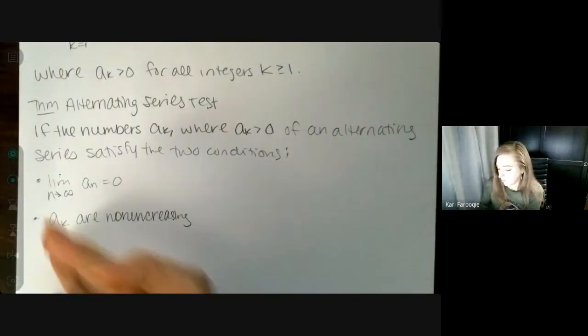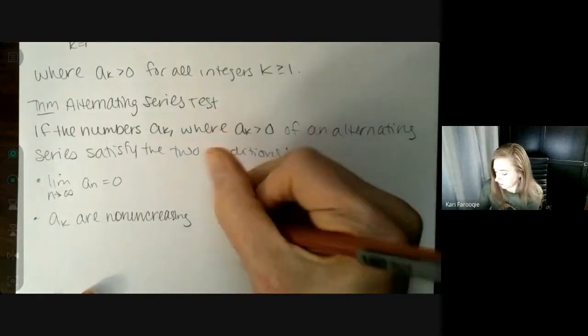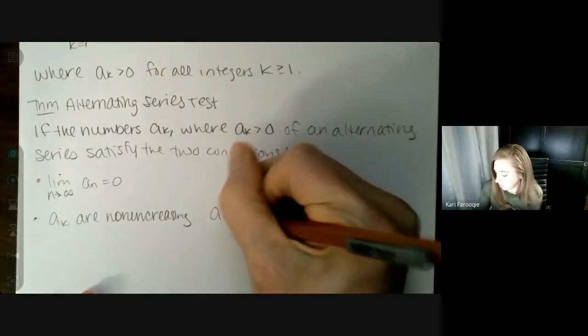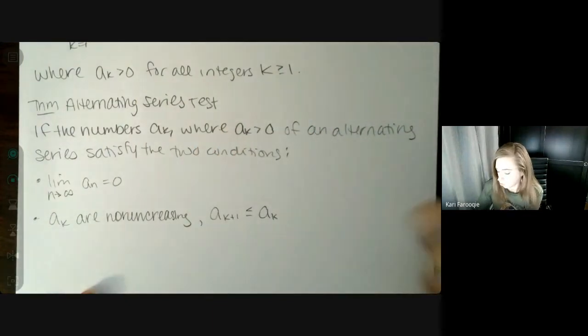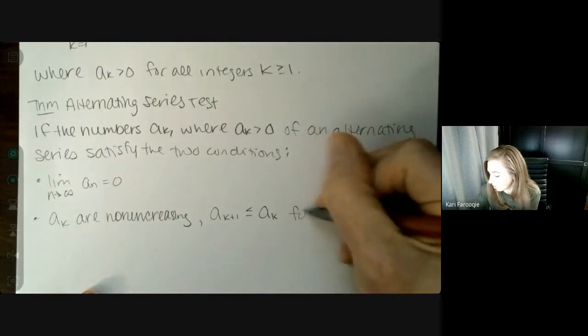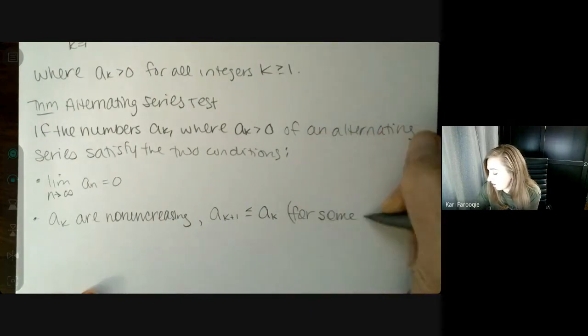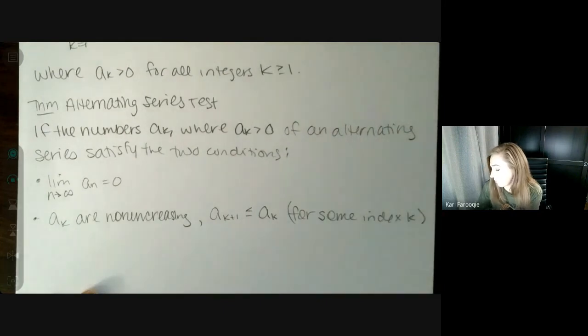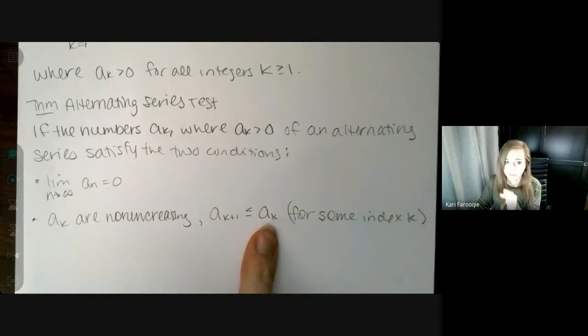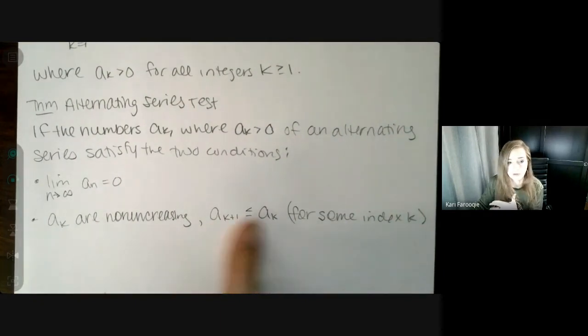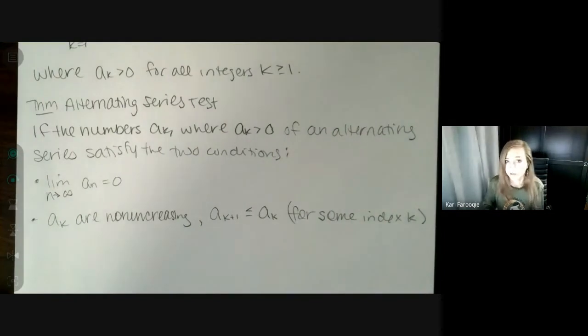Usually when I give this second condition, I would just say a sub k plus 1 is less than or equal to a sub k. Usually this is the way that I check this, and I say that this is true for some index k. So maybe it's not happening throughout its entirety, but at least at some point, this is true all the time. That's all that matters. But you're going to see that for most examples, this is going to be true for all indices k that are positive. So then the alternating series converges.